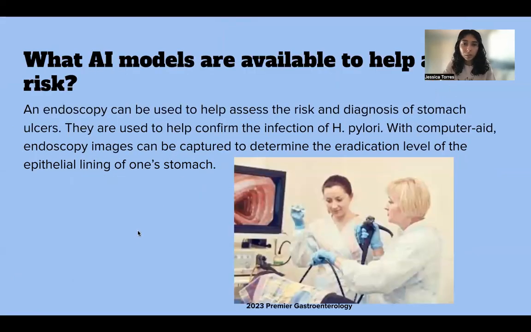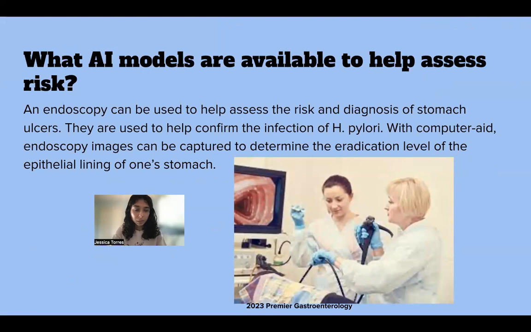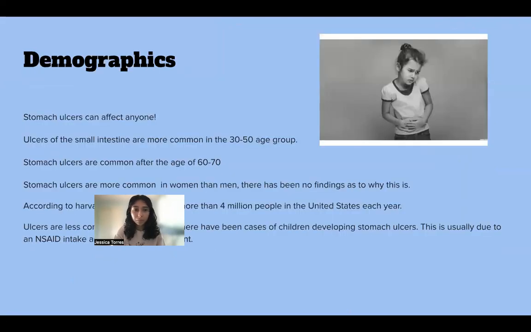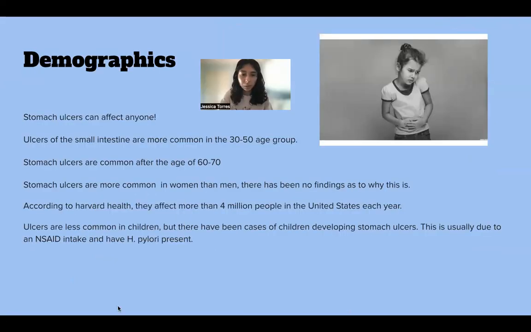What AI models are available to help assess risk? An endoscopy can be used to help assess the risk and diagnosis of stomach ulcers. They are used to help to confirm the infection of H. pylori with computer-aided images that capture the eradication level of the epithelial lining of one's stomach. So they're able to visually see an infection, which we'll see in an image in a few slides.